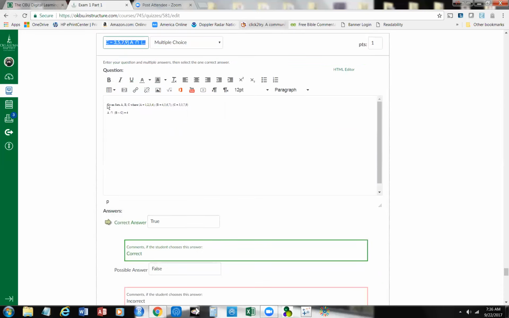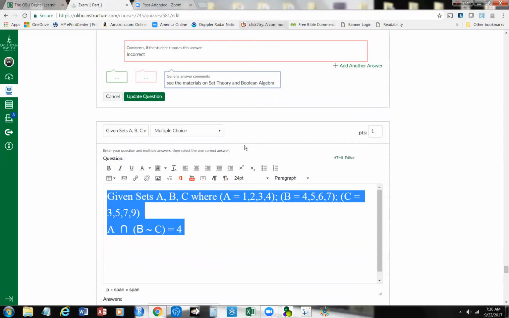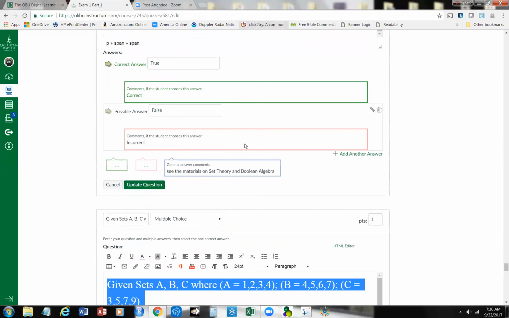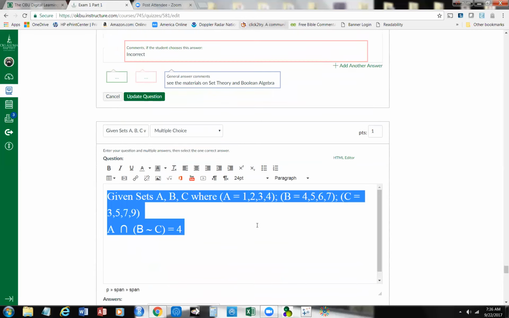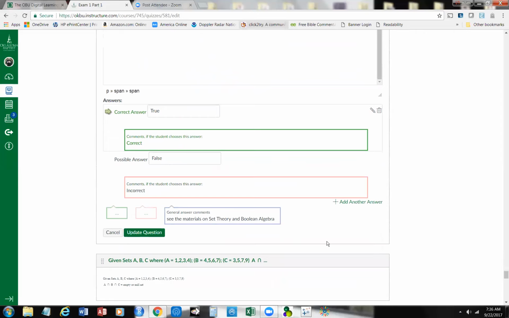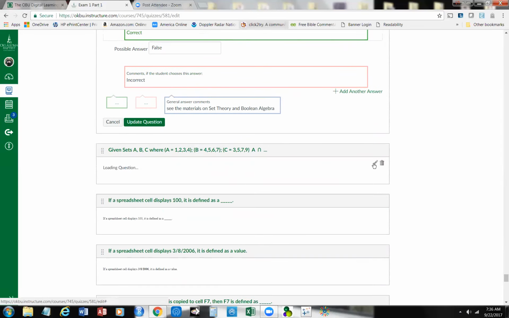What a good question. It almost looks like the same one, except in this case, it's A intersecting B implies 3. That's 4. It's true. We'll look at this item.